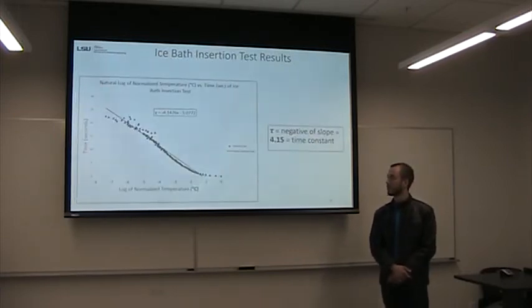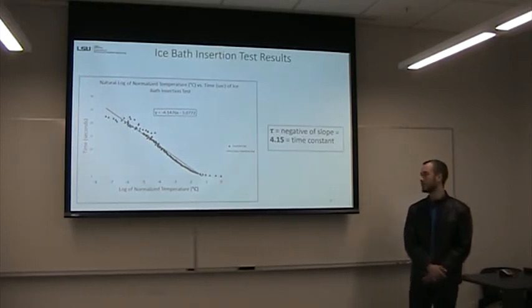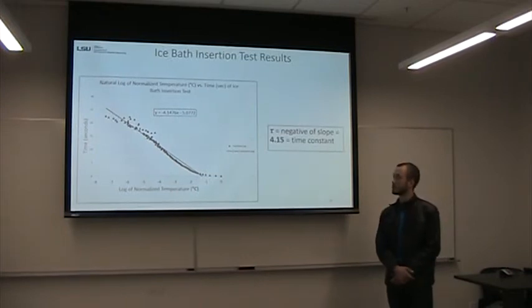From there, we plot time against the natural log of the normalized temperature, which gives us a set of data points. And if we perform a linear fit on these data points, the negative of the slope is the time constant, which was found to be about 4.2 seconds.